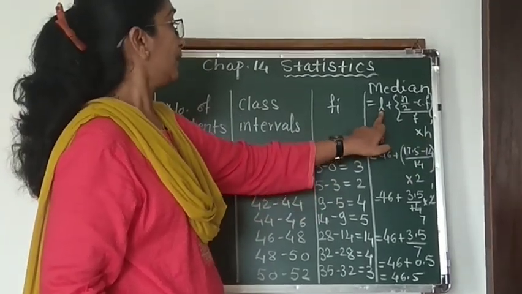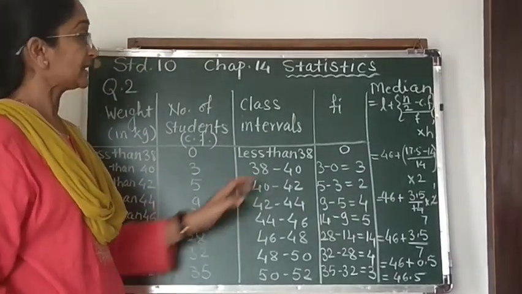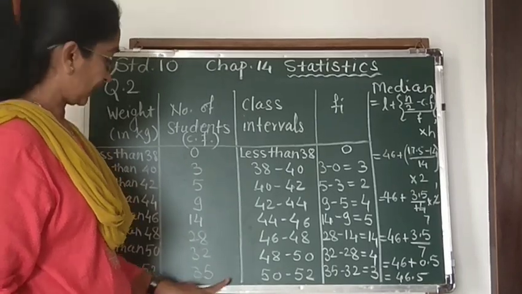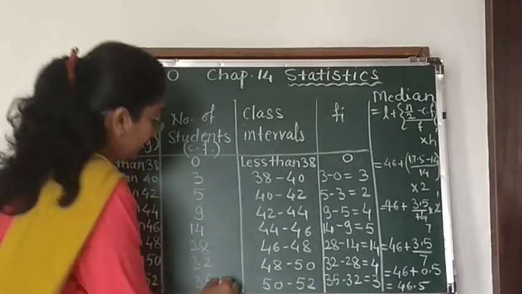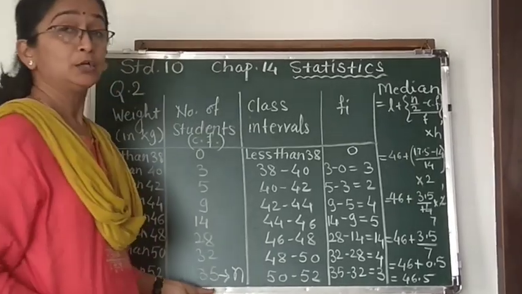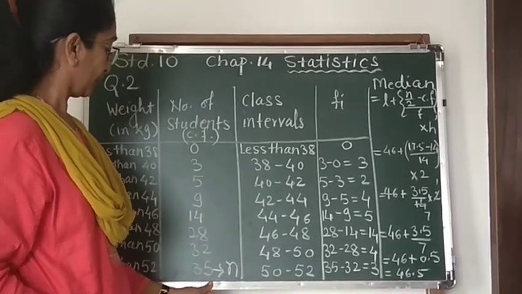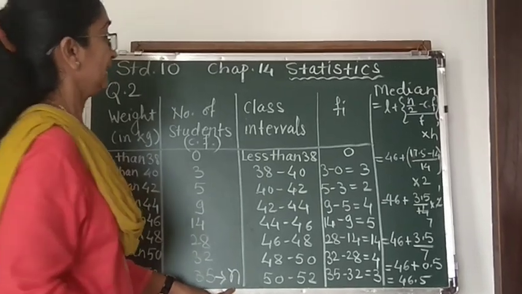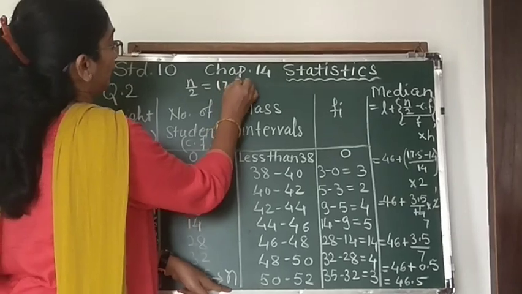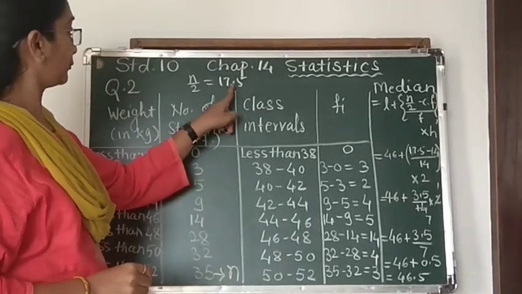Now here we have to find the median class first. How to find the median class? The value of n by 2. Here n is 35. That means the last cumulative frequency is our n, the total of all frequencies, that is summation fi. So this n by 2 is 17.5. That is 35 divided by 2 is 17.5.